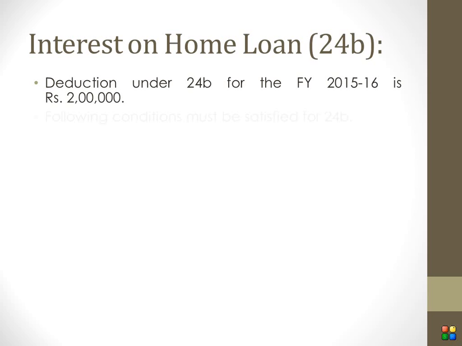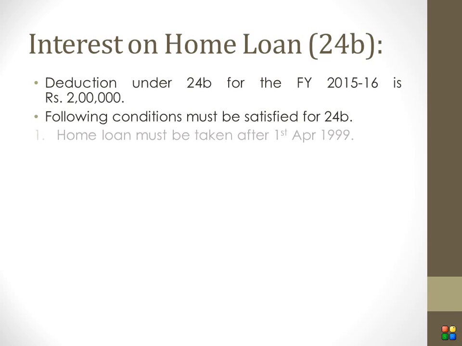The following conditions must be satisfied for section 24B. That means if the assessee wants to claim this deduction of rupees 2 lakhs, he must satisfy these conditions for getting this claim under section 24B. The first one is that the home loan must be taken after 1st April 1999. If it is taken before that, then this section is not applicable for him.